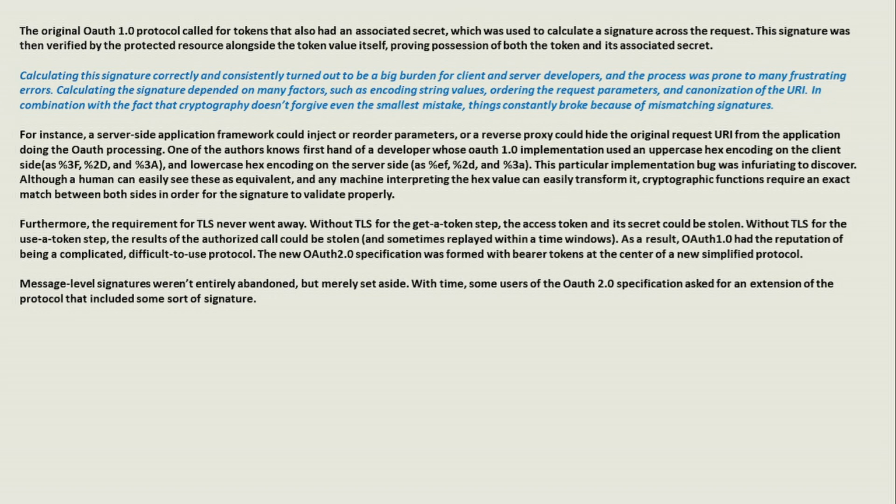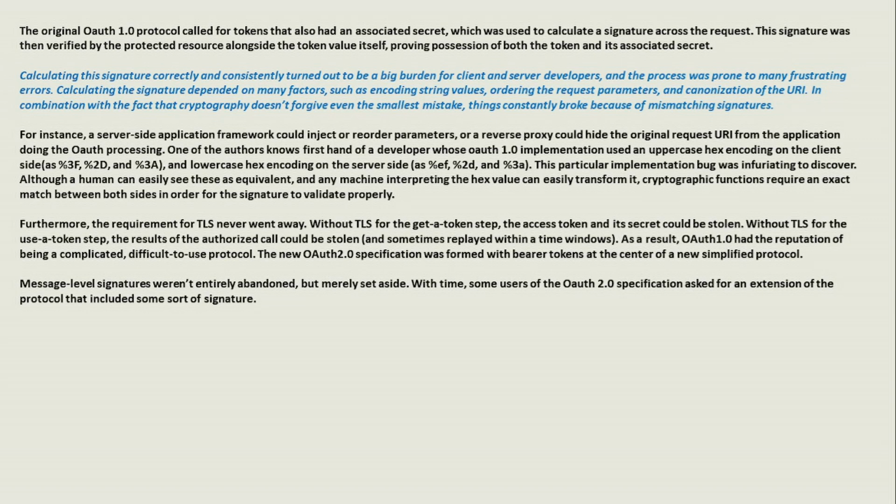Now see how this creates a problem. Calculating this signature correctly and consistently turned out to be a big burden for client and server developers, and the process was prone to many frustrating errors. Calculating the signature depends on many factors, such as encoding string values, ordering the request parameters, and canonicalization of the URI.